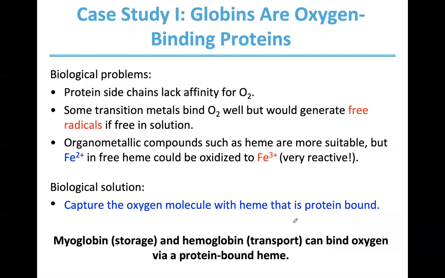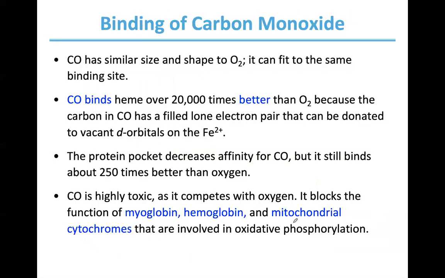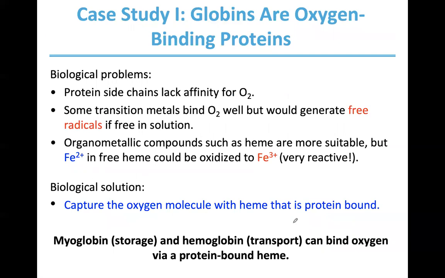All right, so let's see where we are. Okay, few more slides. We already kind of talked about this a little bit. So globins are oxygen binding proteins, and protein side chains lack affinity for O2. So we can't really use any kind of protein. It has to be actually a special design to capture oxygen. And so most metals will bind to oxygen, right? Because oxygen is a non-metal, electronegative. Metals are electropositive. So in general, metal oxygen bond will form metal oxides.